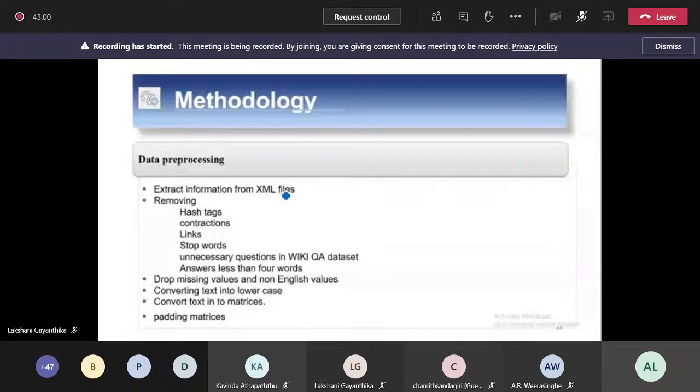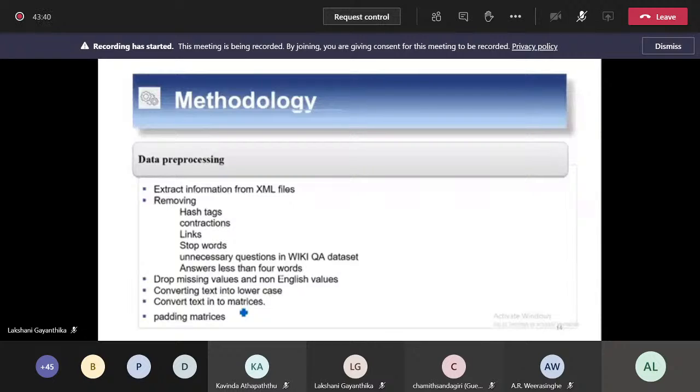Then, other than data augmentation, for data pre-processing we have used the following steps: extract data from XML files, remove hashtags, contractions, links, stop words, unnecessary questions in the WikiQA dataset, and answers less than 4 words, because non-factoid answers should have at least one sentence. We also drop missing values and non-English values, convert text into lowercase, convert text into matrices, and pad the matrices. Here, converting text into matrices happens under data embedding.